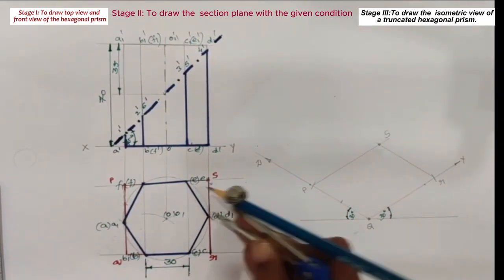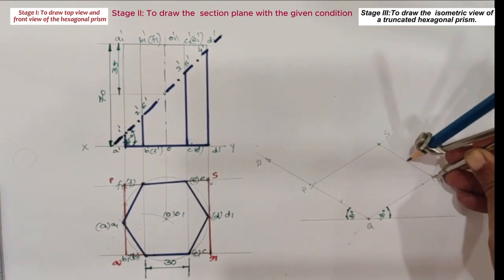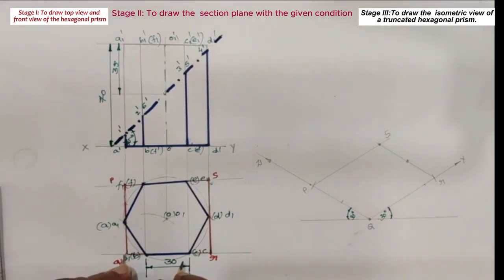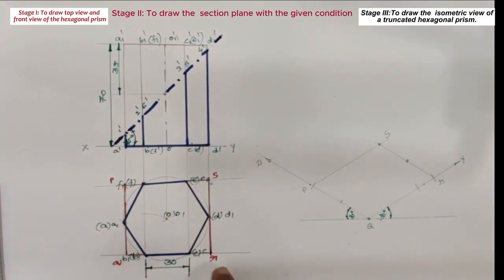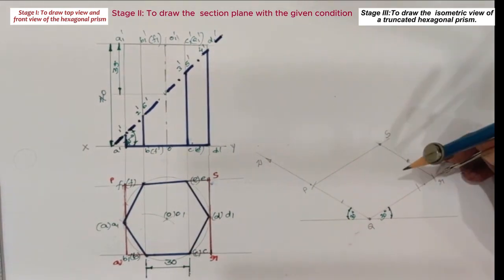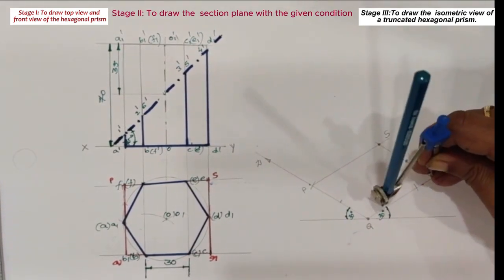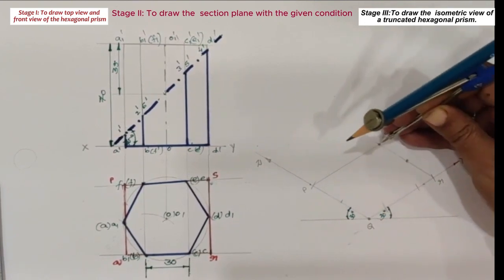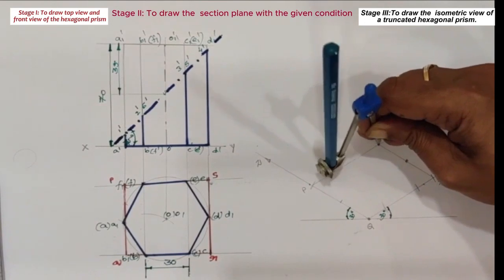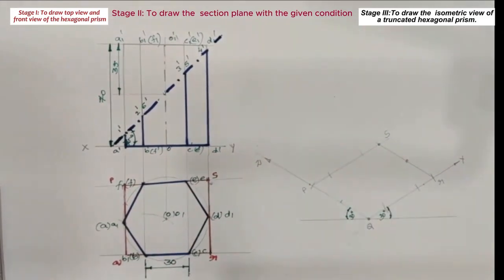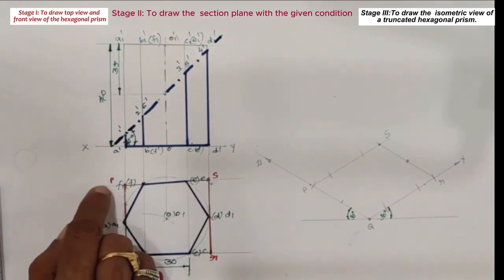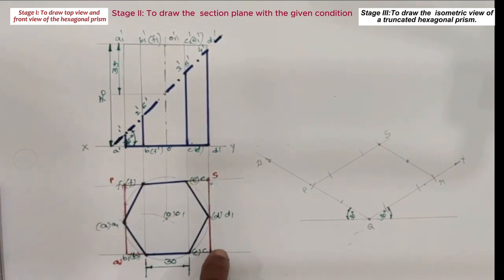Similarly, RD also with the same radius, so draw an arc. Take QC as radius, Q as a center, draw an arc. Similarly, RB also with the same radius, then R as a center with the same radius, draw an arc. S as a center with the same radius, draw an arc. P as a center with the same radius, draw an arc. That means QC is equal to PE and RB is equal to SF.